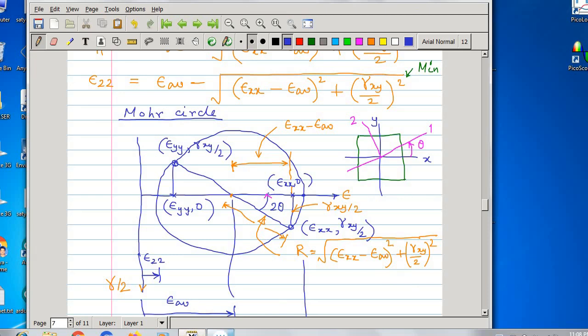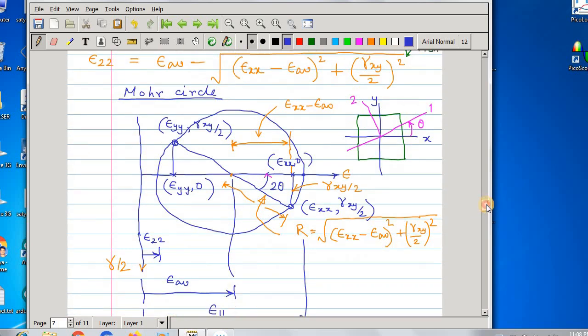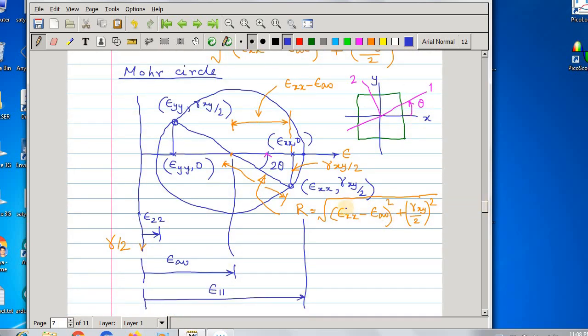Mohr circle. All this transformation which we have just now learned can be explained using Mohr circle. You have already done Mohr circle for stress, so it is very similar to that. So this is the Mohr circle. So how to draw this Mohr circle?